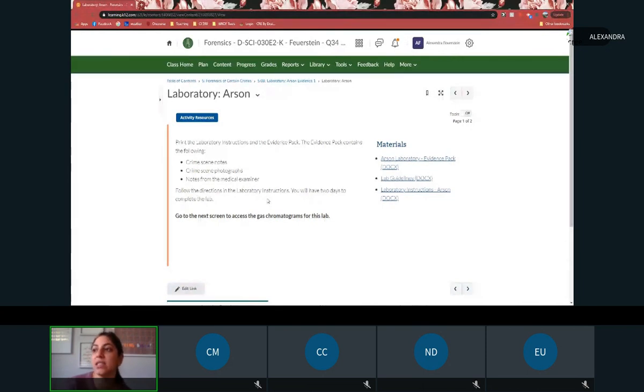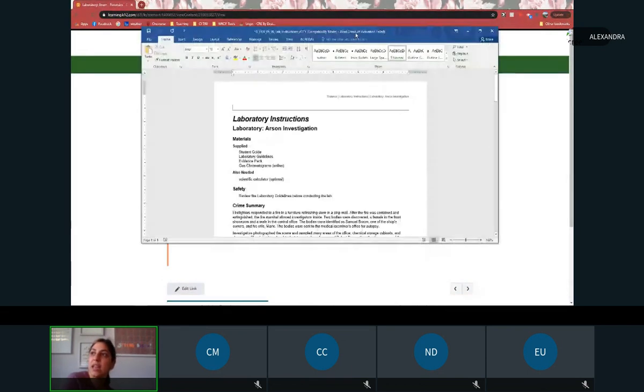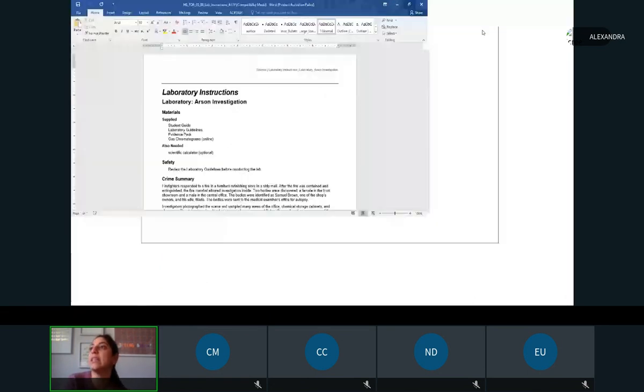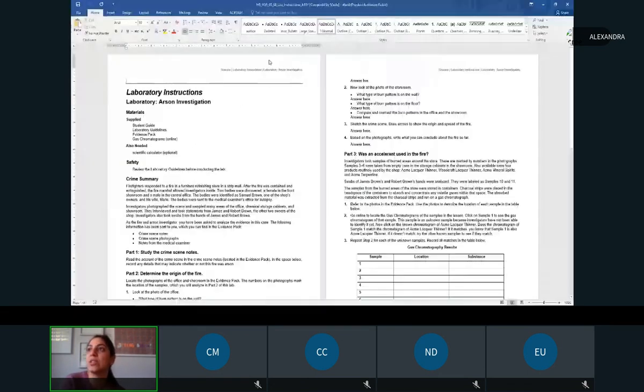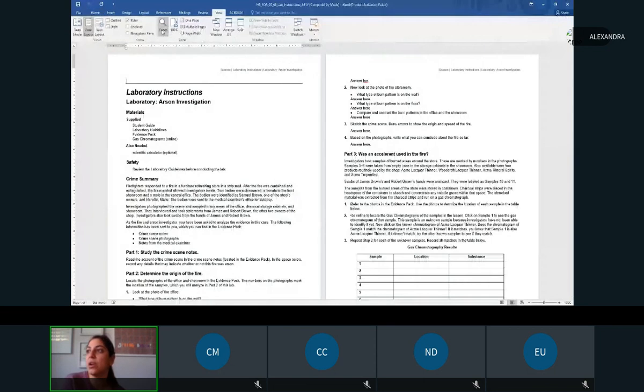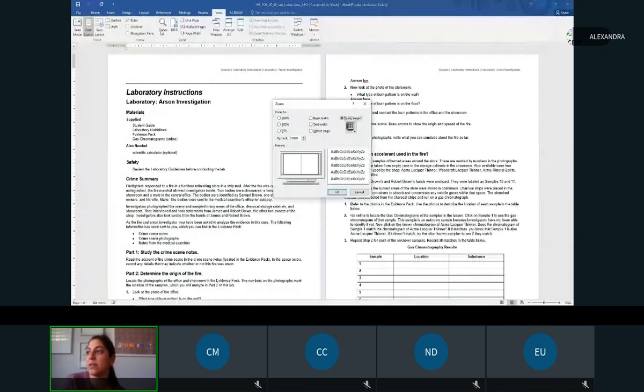Go to the next screen to access the gas chromatograms for this lab. Let's go ahead and take a look at the instructions first before we move on to the next scene. So I've got the instructions here. I'm going to move it over to our screen so we can take a look at what they are. Let me go ahead and zoom in. Now you should have this printed out in front of you, or at least out on your screen. But if you don't, I will have it here for you as well.